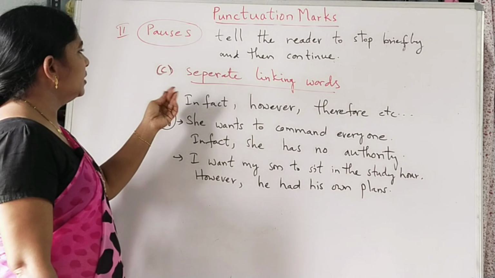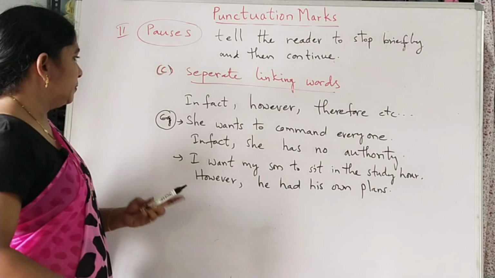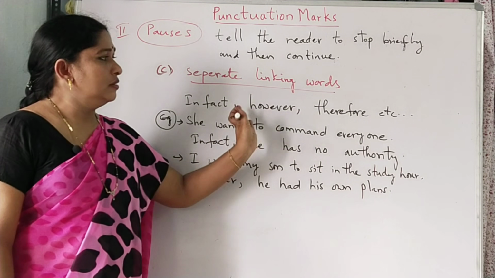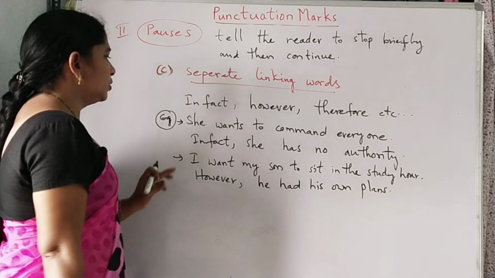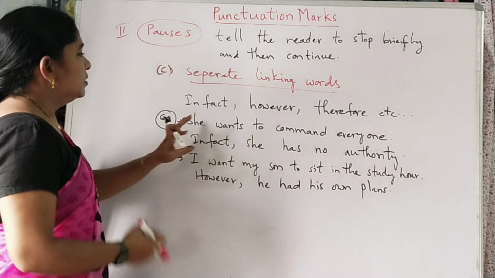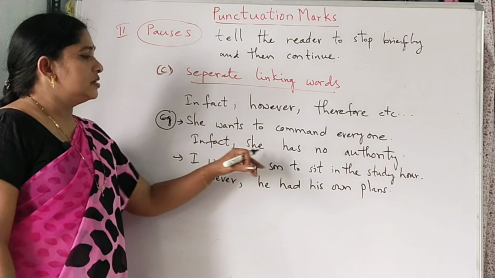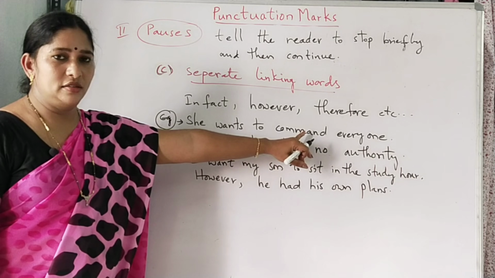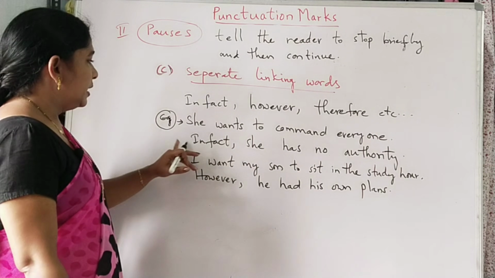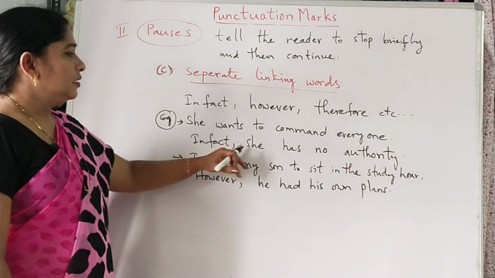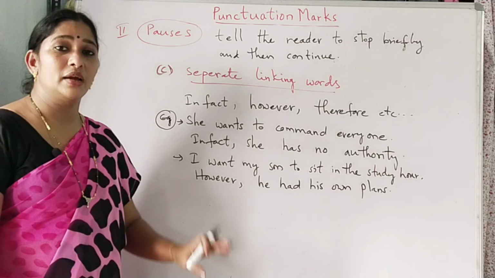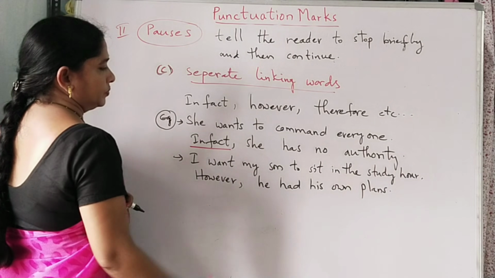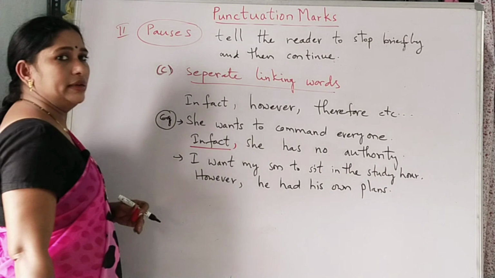If you see the third point here, separate linking words. What are the separate linking words? In fact, however, therefore. For example, these are the separate linking words. Examples I had given here: She wants to command everyone. In fact, she has no authority. That's the main clause. She wants to command everyone. So, in fact, she has no authority. She has no authority, but she wants to command. In fact is a linking word, and after the linking word, we have to give a comma there.